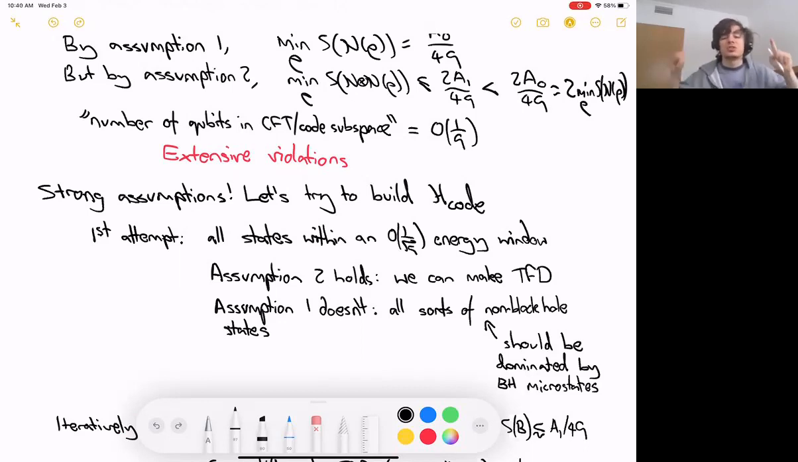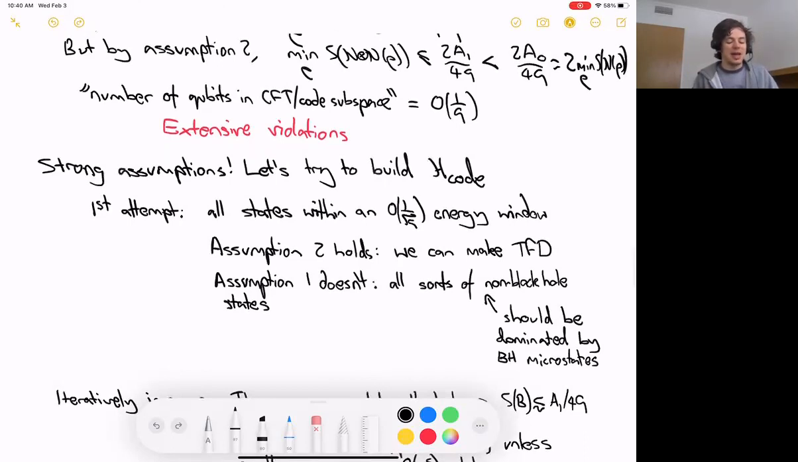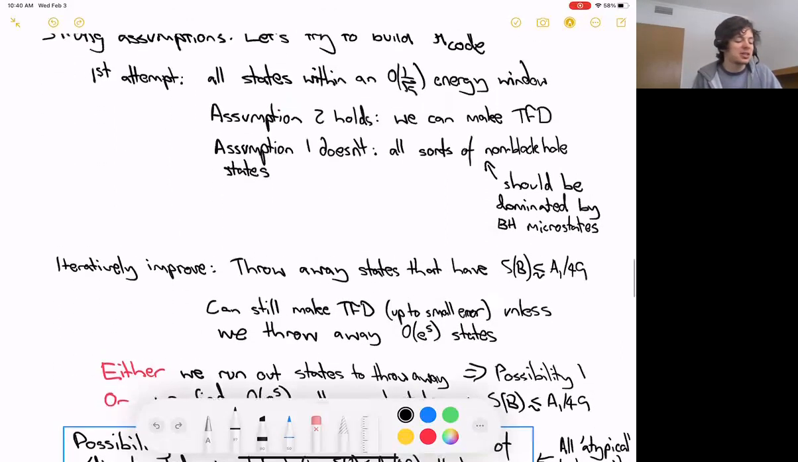But what should be true, the sort of folklore, is that this code subspace should be dominated by black hole microstates. Sure, there are some states in there that are weird and crazy and have all sorts of other stuff going on, but they're out of equilibrium states. The stuff that wants to happen is everything becomes a black hole. So if I pick a random state in this subspace, then with overwhelming probability, it should be a typical black hole microstate. Seems like maybe we can fix this problem just by getting rid of a few badly behaved states. So let's imagine doing that.